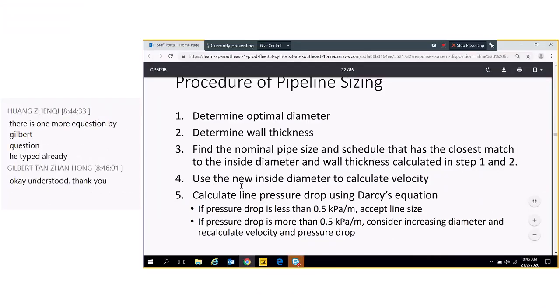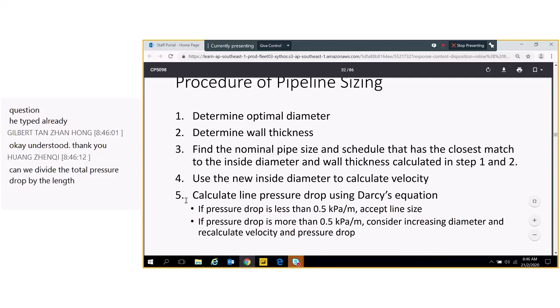And you can use the new inside diameter to calculate the velocity. You've done it before in class, so revise your class exercises. And check this step 5 as well. If pressure drop is less than 0.5 kilopascal per meter, accept the line size. If it's more than that, then consider increasing the diameter and recalculate velocity and pressure drop.